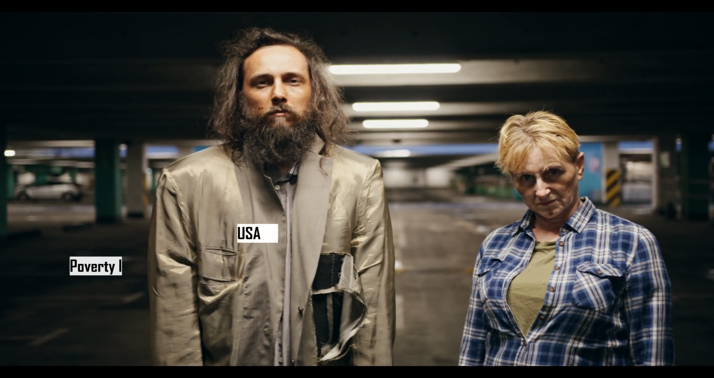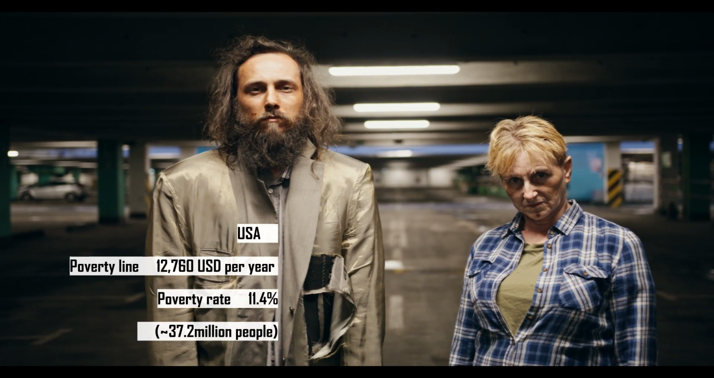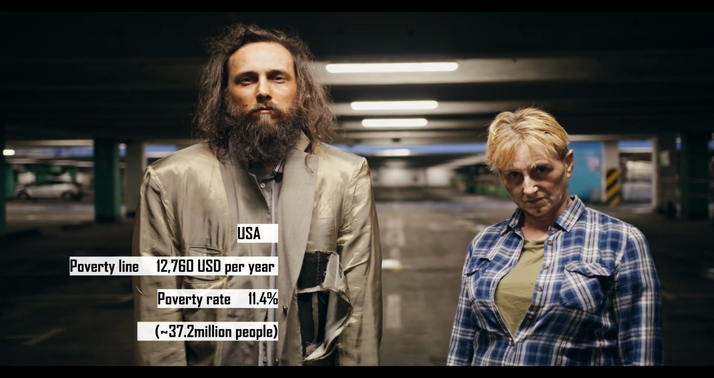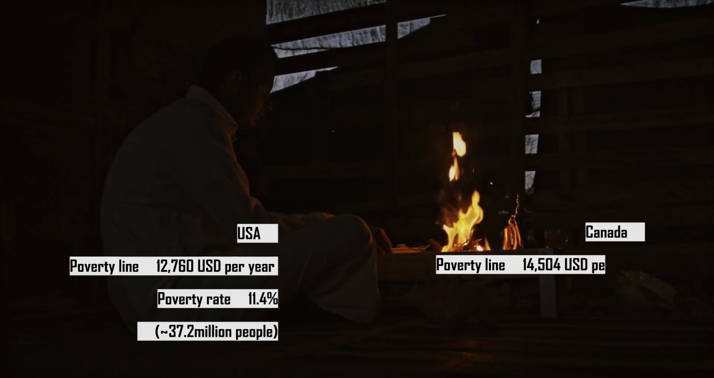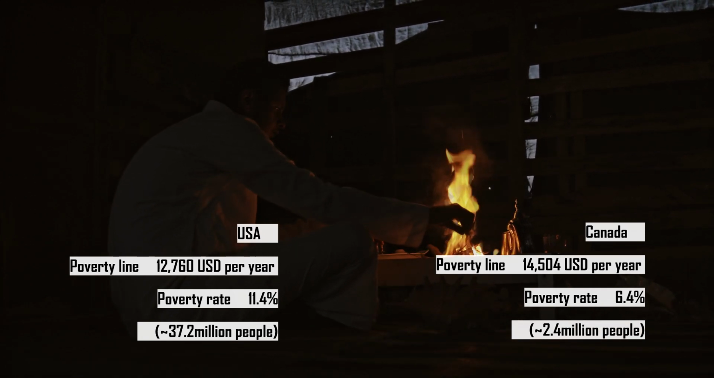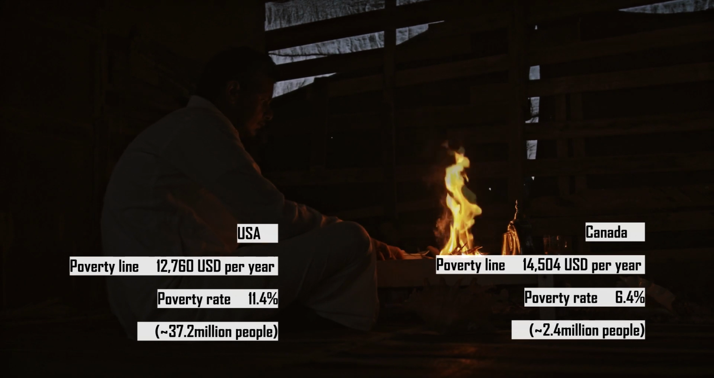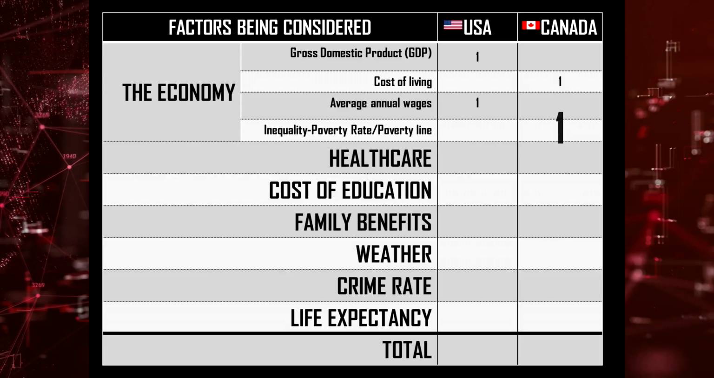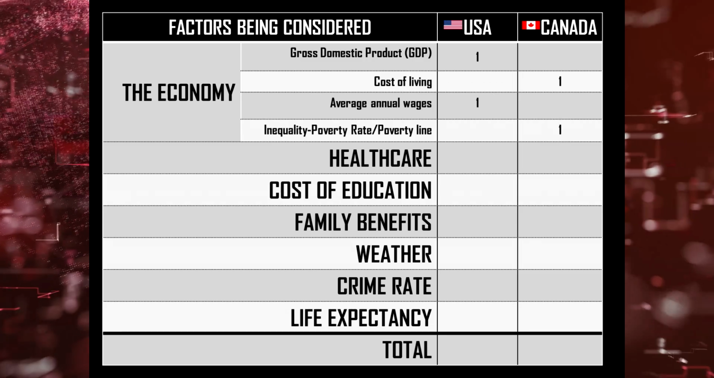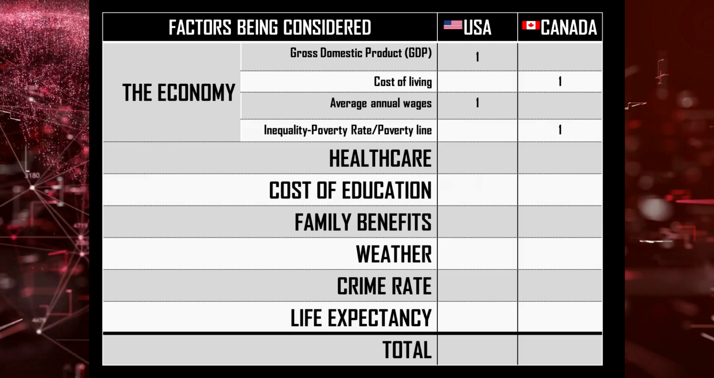With the US having a poverty line of $12,760 per year, which is approximately $35 a day, it has a poverty rate of 11.4%, which is a whopping 37.2 million people. Canada, on the other hand, has a poverty line of approximately 14,500 USD with a poverty rate of 6.4%, which is 2.4 million people. On this one, Canada gets 1 point. So, under the economy, I think we have a tie here. Both countries have 2 points each. So, we're done with the economy.